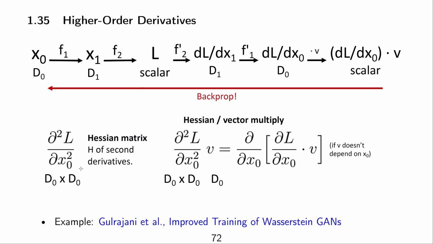We can make a transformation, but now this is going to be specific to one particular task. That is the task of multiplying the Hessian matrix with a vector v, and this vector v should not depend on x0. So this is going to be a matrix vector multiplication, and this is the dimension of the matrix, this is the dimension of the vector.